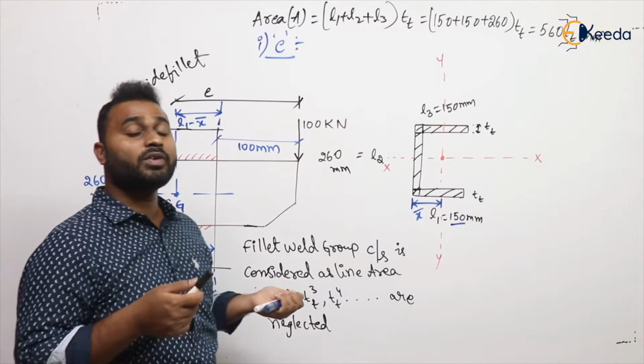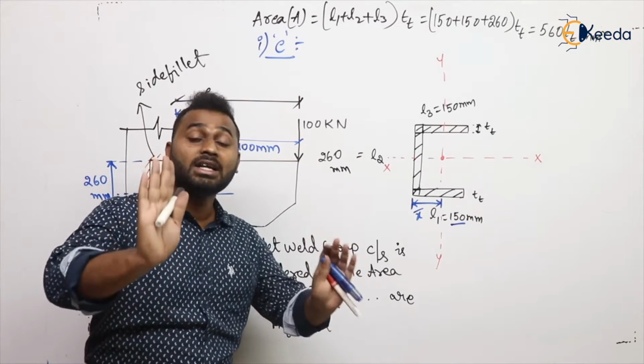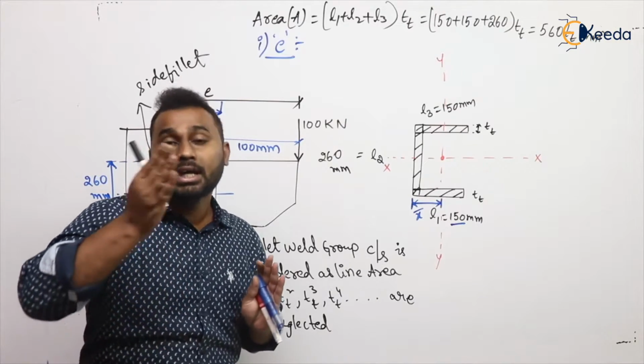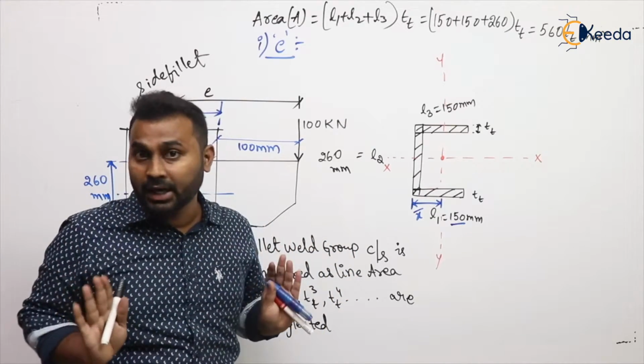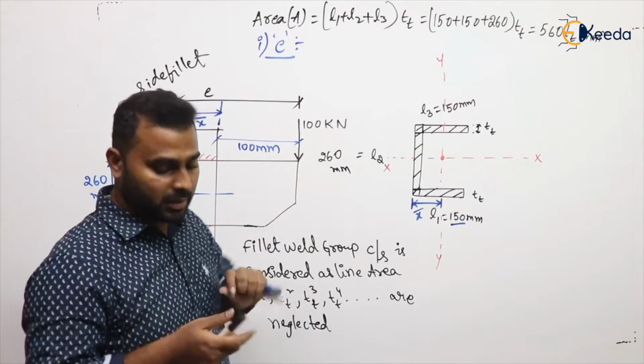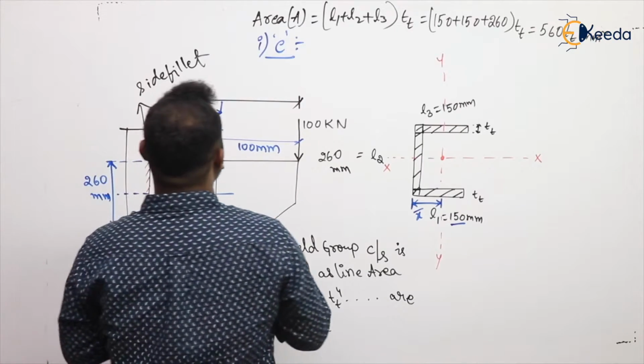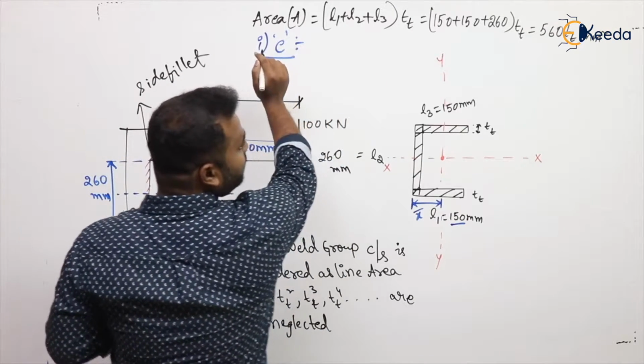The CG of the weld group we can find by making use of Varignon's theorem, which we have studied in our plus two and even in engineering mechanics. Very easy. Directly I'll write that formula. So, the CG of the weld group.